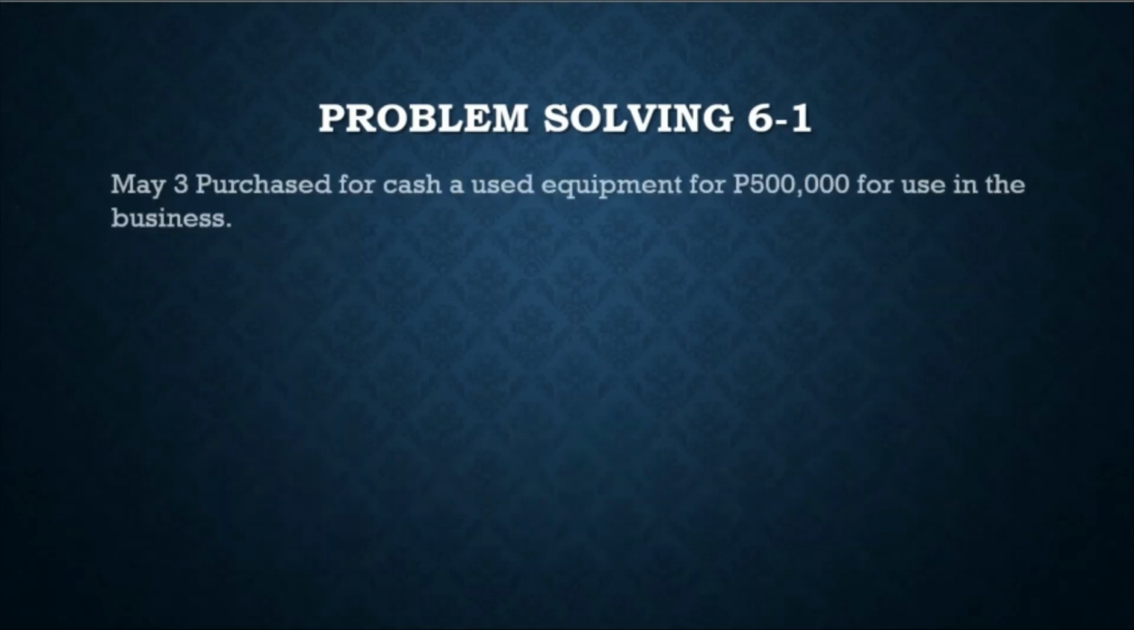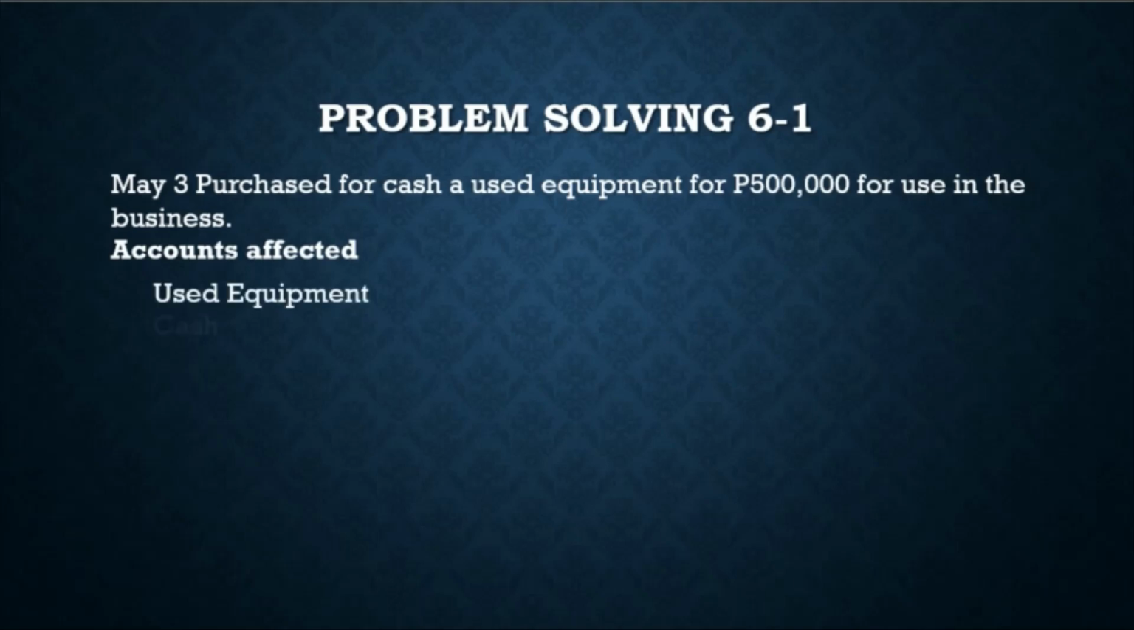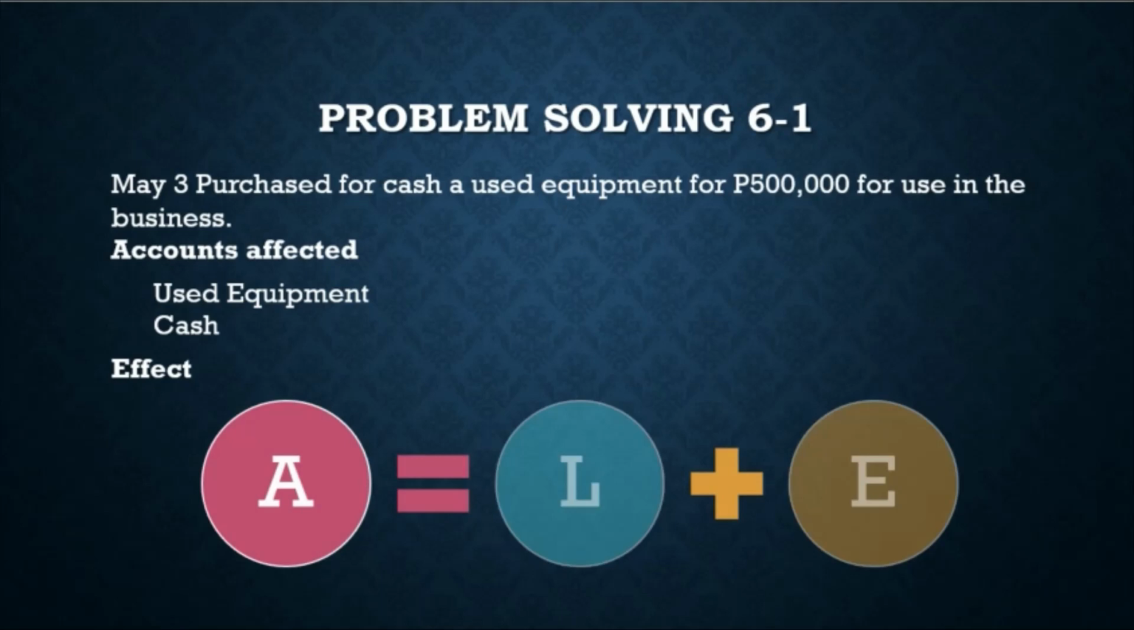So, next transaction naman is on May 3, Gary purchased for cash a used equipment for 500,000 for use in the business. So, yung accounts affected dito ay used equipment kasi yun yung binili niya for cash amounting to 500,000. So, next naman is yung effect ng transaction sa ating asset is equal to liabilities plus equity. So, syempre, yung used equipment and cash ay parehong asset, walang effect sa ating liability and equity sa transaction na ito. Then, since bumili tayo ng used equipment, so mag-i-increase ang ating used equipment, while yung cash naman natin will decrease kasi nga, pinambili natin sa used equipment is cash.